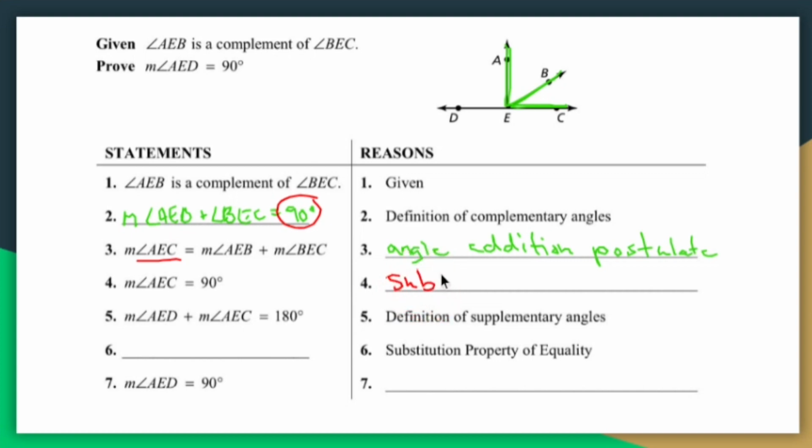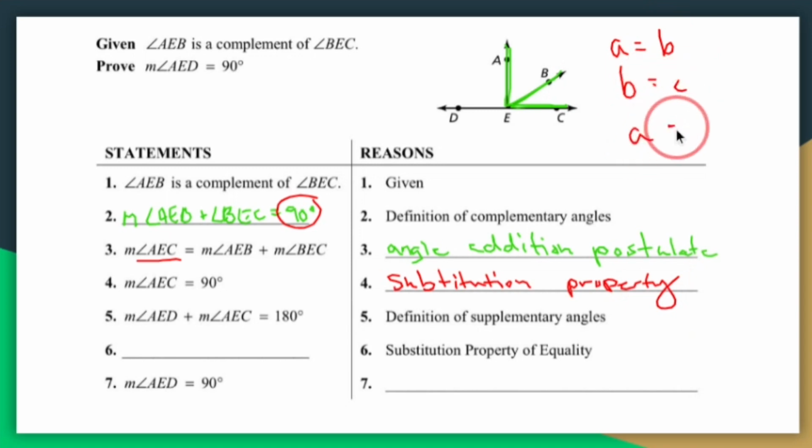And if you're like, whoa, what just happened? Let me explain it again. If I gave you a problem that was like A equals B and B equals C, I'm allowed to say A equals C. Because if A is B and B is C, well then these guys are the same thing too. So 90 equals AEB plus BEC. AEC equals AEB plus BEC. So since AEC equals 90, that's because we just replaced that guy and that guy with each other.